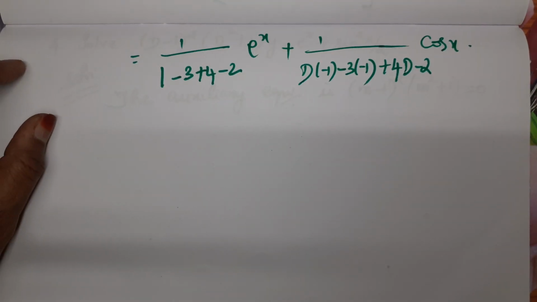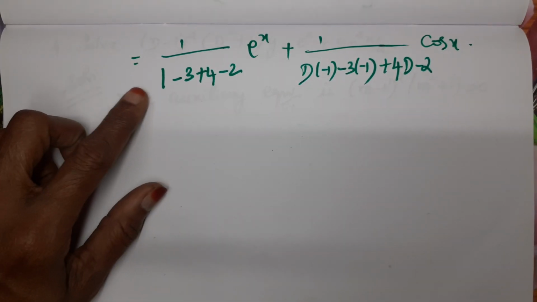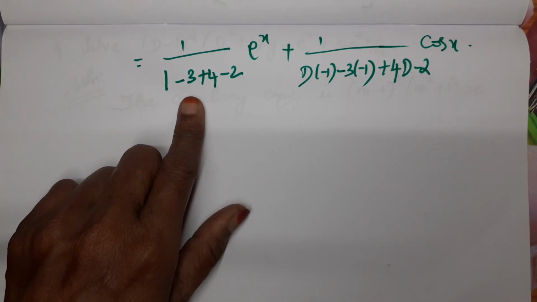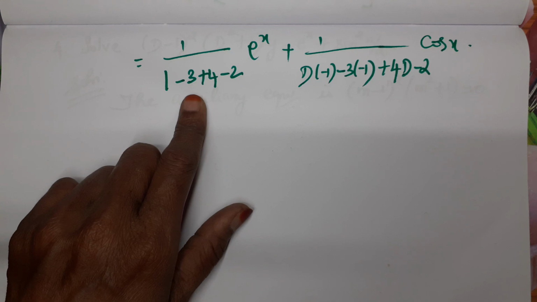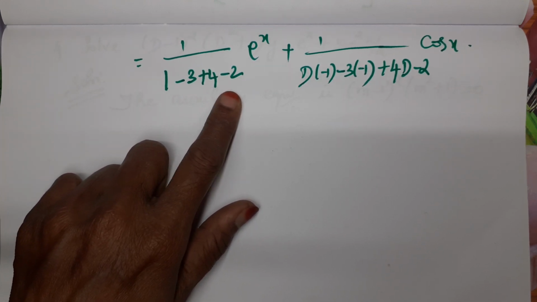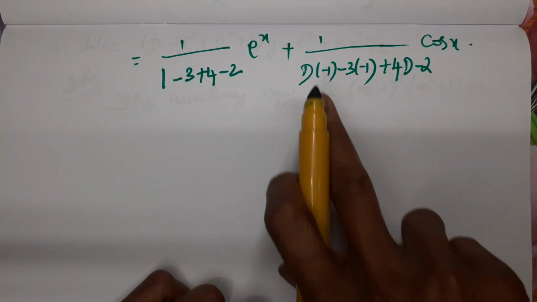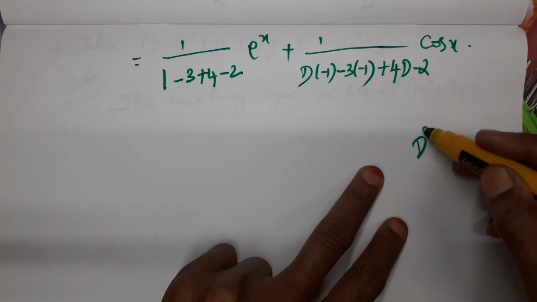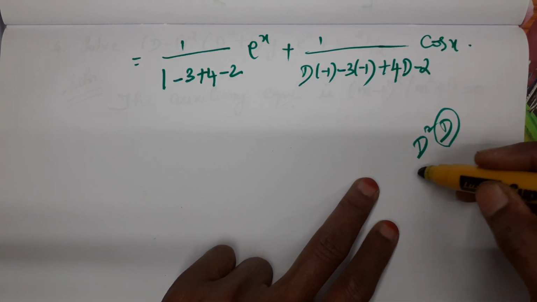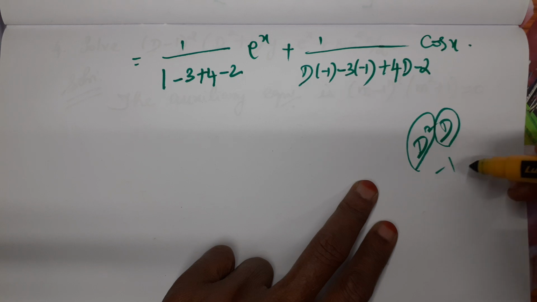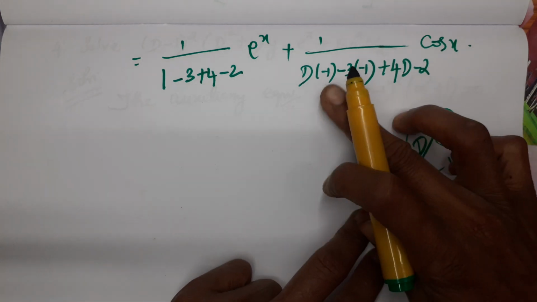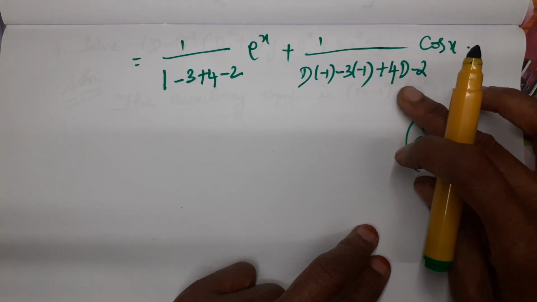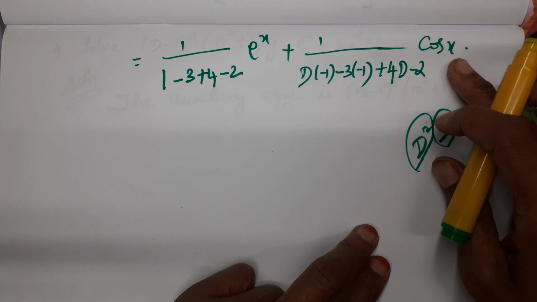So when we substitute these values, we are getting 1 by D cubed, so 1 cubed is 1, minus 3D squared. Since it is 1, when we take the square or cube, it is the same 1. So minus 3 plus 4 minus 2 into e power x, plus 1 by, here the first term is D cubed, that I have split as D squared into D. This D will remain the same, and for this D squared we have the substitution minus 1. So D into minus 1 minus 3 into D squared, that is 3 into minus 1, plus 4 into D can't be replaced, minus 2 into cos x.